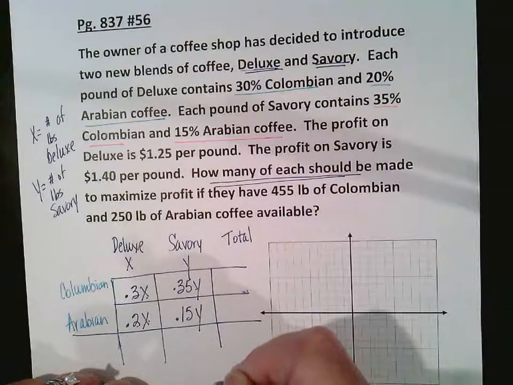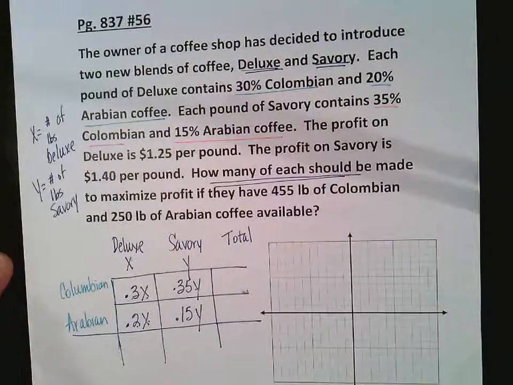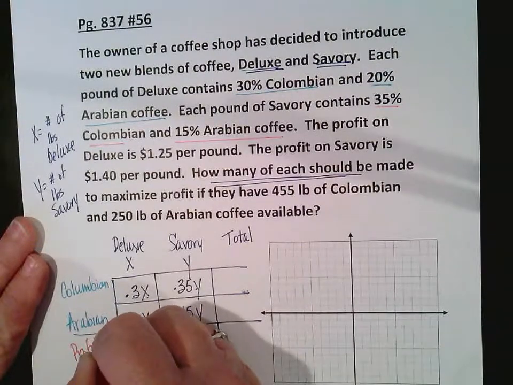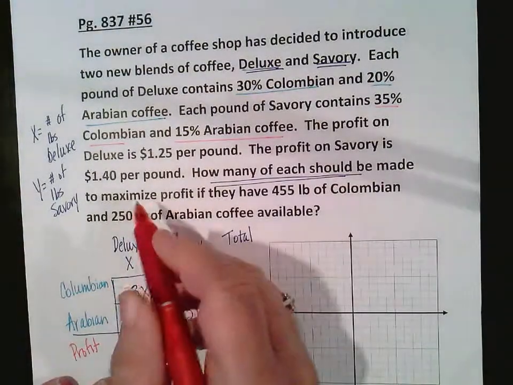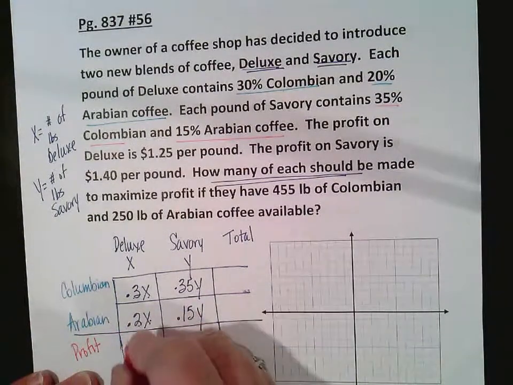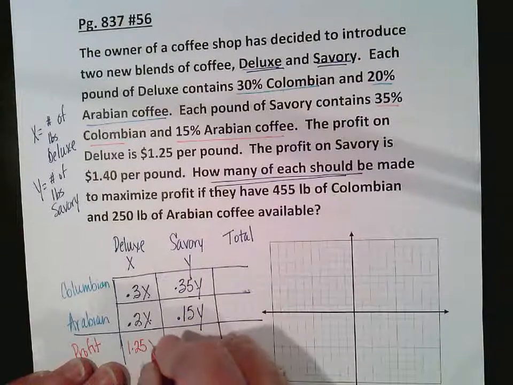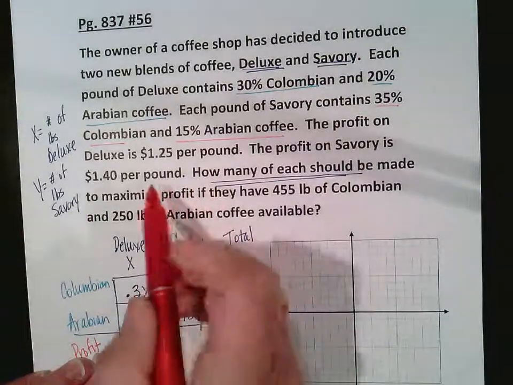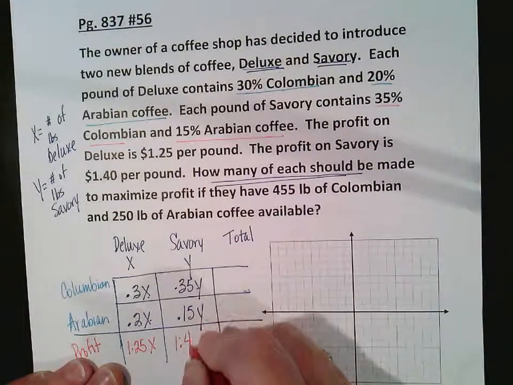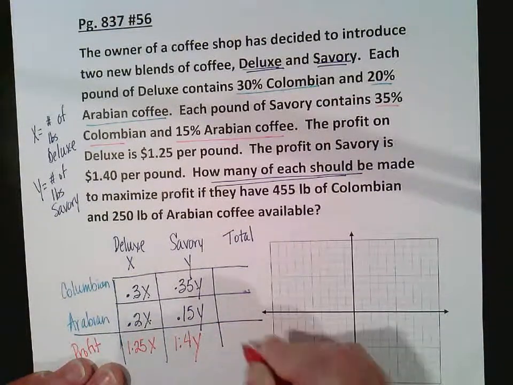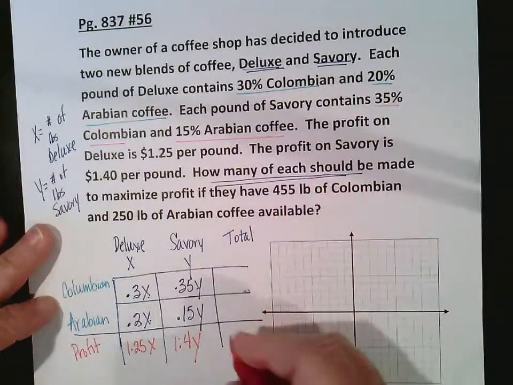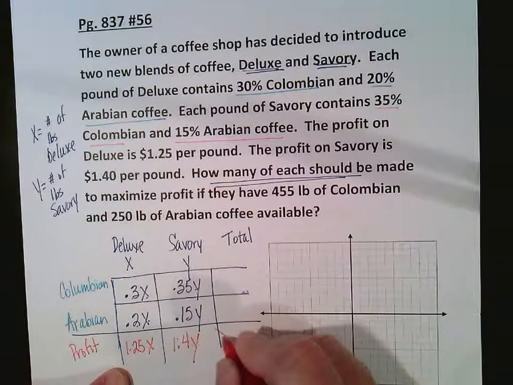And it says that the profit, okay, so I also need a profit statement. On deluxe is $1.25 a pound. So I'm going to make 1.25 times every pound of deluxe. And then I know that the profit on savory is $1.40 per pound, so 1.4 for every pound of savory. And that's going to be my profit. How many should maximize profit? So I'm trying to maximize my profit.